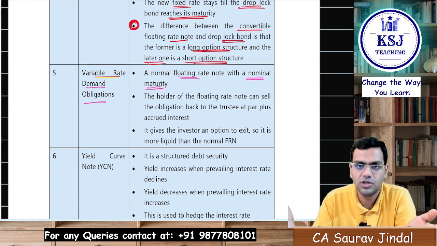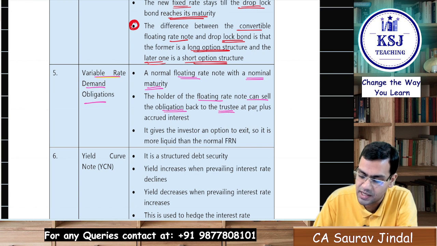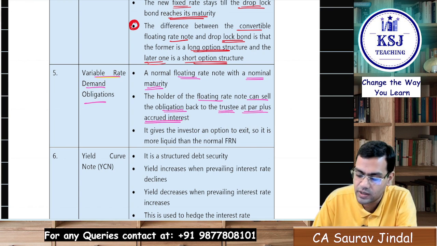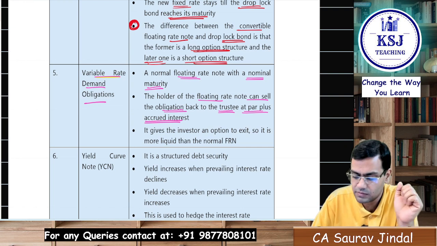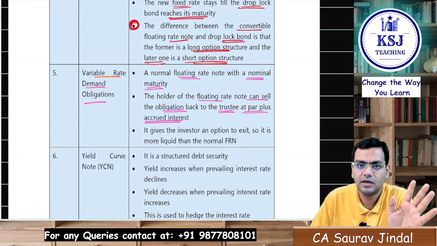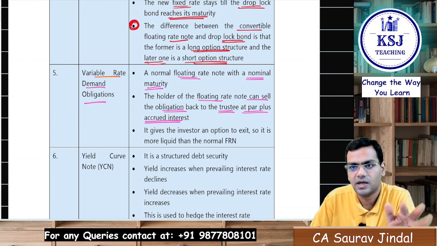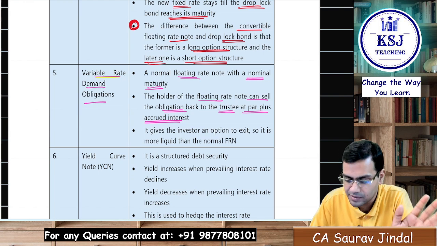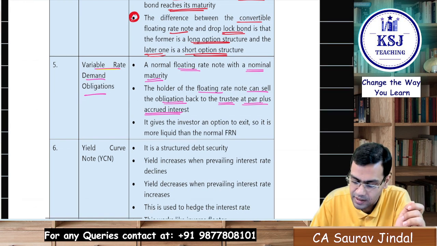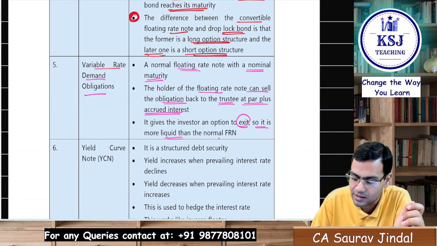Neither too long a maturity period, like 10 years, 15 years, nor too short. The holder of the floating rate note can sell the obligation back to the trustee at par plus the accrued interest. So the holder can return the bond and get their money back at par plus whatever interest has accrued for the period that it was held, right? It is a nominal maturity. It gives the investor an option to exit, so it is more liquid than the normal FRN.